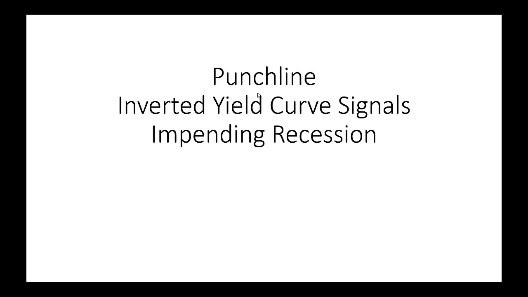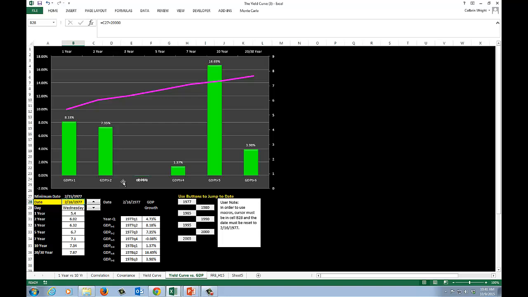What these green bars show you is the annualized growth rate 6 quarters forward. So if the purple line is the yield curve February of 1977, the green line shows you annualized growth rates over the next 6 quarters after that. What I need you to see is if you were standing in February of 1977, you wouldn't be able to see the green bars. All you would see is the purple line. The green bars represent the future.